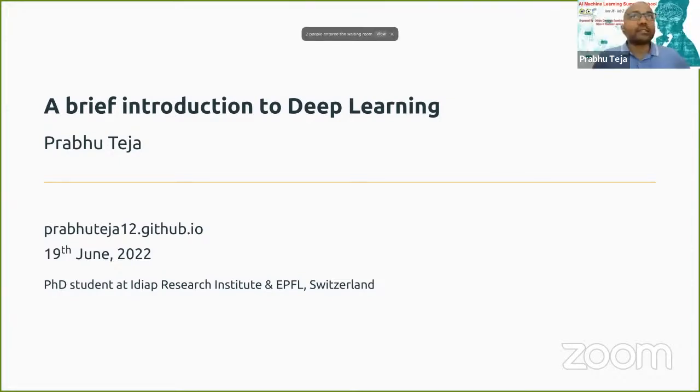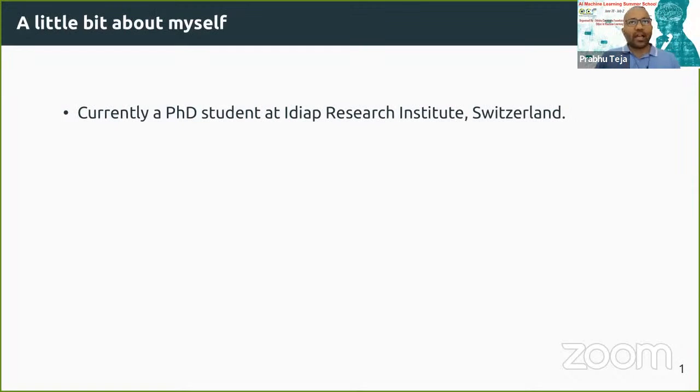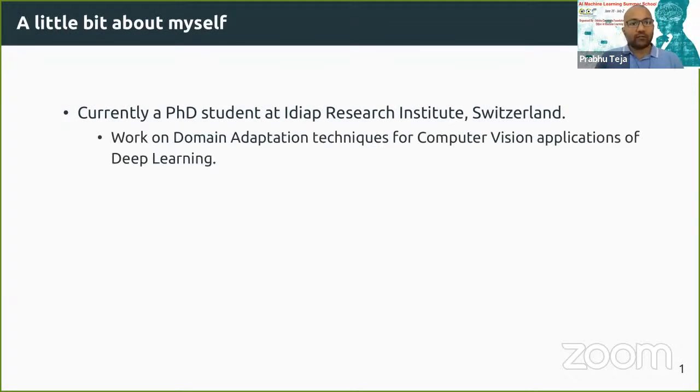So as I've been introduced, I'm Prabhu Teja and I'm a PhD student at EPFL in Switzerland. I mostly work on what are called domain adaptation techniques, which is essentially, a lot of these deep learning methods need data from the exact situation where you want them to work, and domain adaptation sort of breaks this assumption and says we can train on slightly different scenarios and make it work in the scenario of interest.